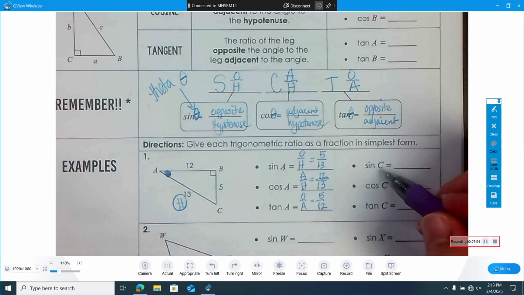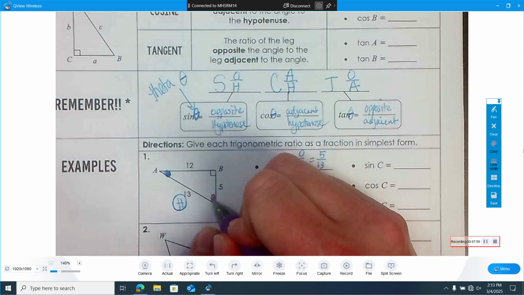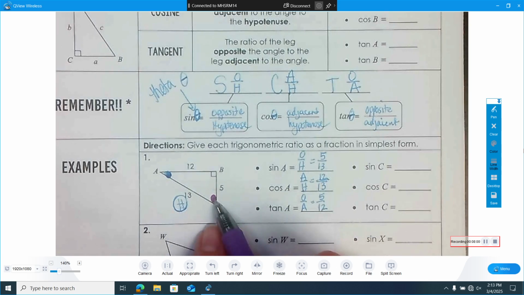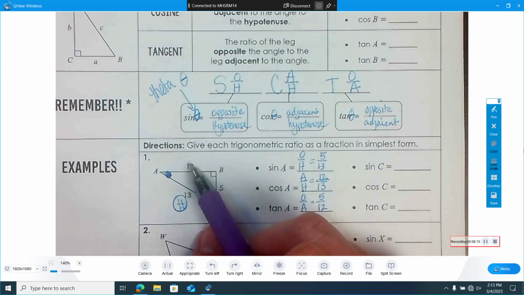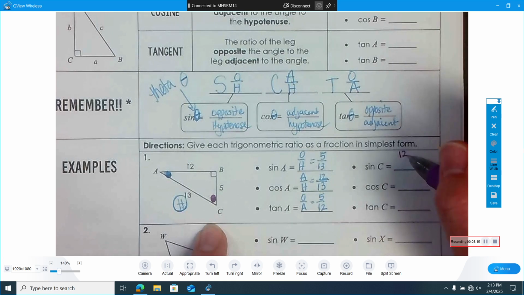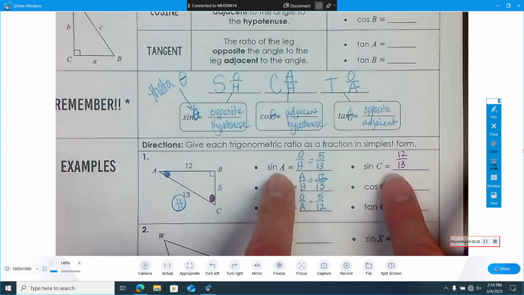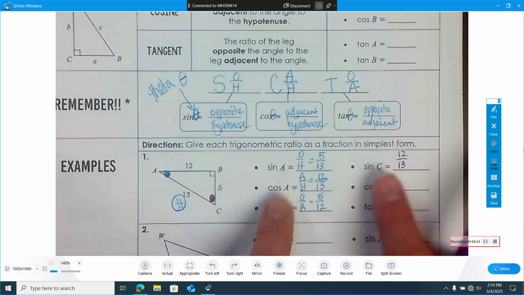Looking from angle C now, we're looking from a different angle. Now we're down here. So if I want the sine ratio, opposite over hypotenuse, now from angle C, where's the opposite? 12. Yeah, opposite is now 12. So opposite over hypotenuse would be 12 over 13. Do you see how they're different? Sine of angle A and sine of angle C are not the same. So we have to be very careful.